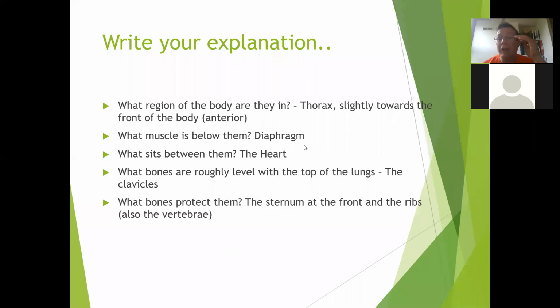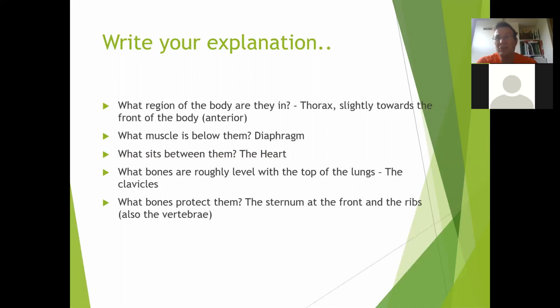So what you should have, again, it's quite a quick task. If you need to revisit this later on, then I definitely recommend doing it today when we finish. So you're describing the region of the body. We're describing their location, the fact that the heart sits between, that they're level with the clavicles, and also they're protected at the front by the sternum, and then the sides by the ribs. So I think that's quite a nice way of describing it. Otherwise, you end up with almost like a one-word answer.